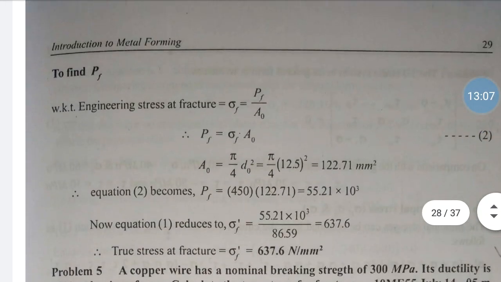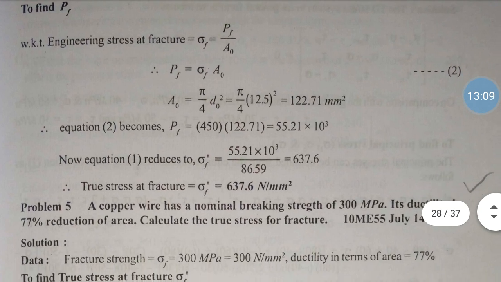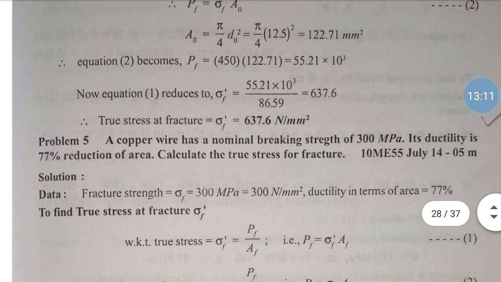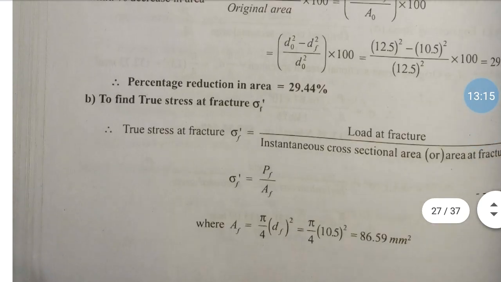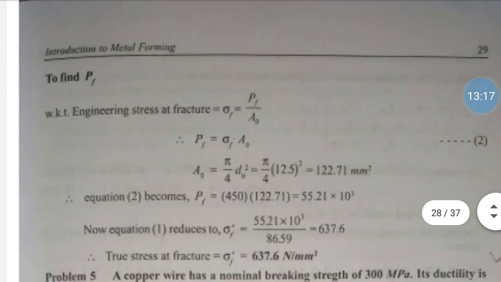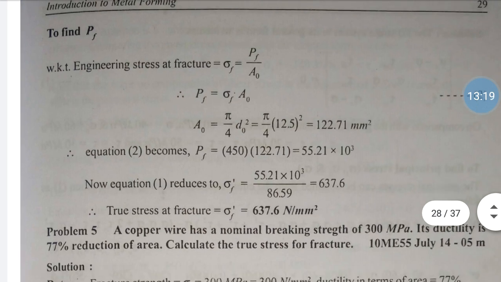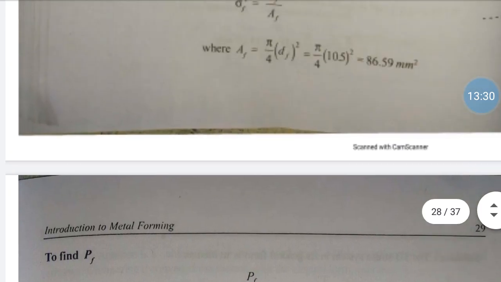To find this one, stress at fracture, you can do this, not a problem, not an issue. Only thing is, the load is the same for both. Only the diameter changes. Initially, for engineering stress, you need to put 12.5 mm. For fracture, you need to put 10.5 mm. Okay, this is the thing.